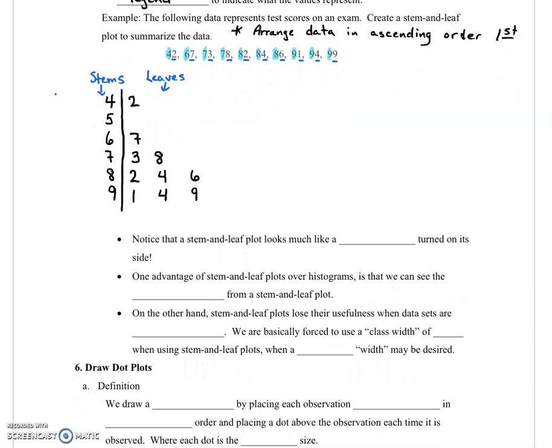So notice a stem and leaf plot looks kind of like a histogram that's been turned on its side. There is one advantage that the stem and leaf plots have over the histograms, and that is that we can see the raw data from a stem and leaf plot.